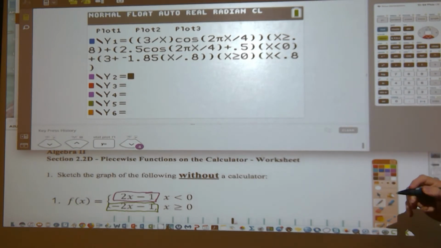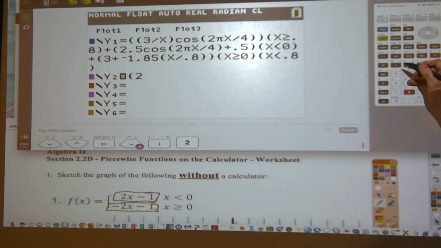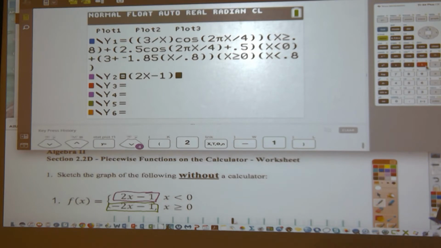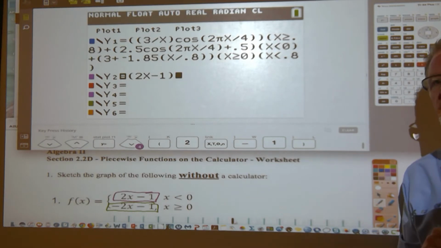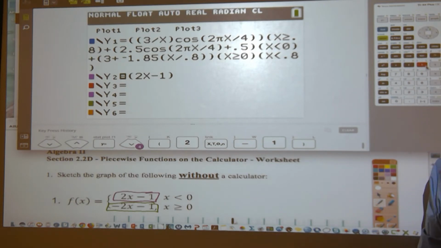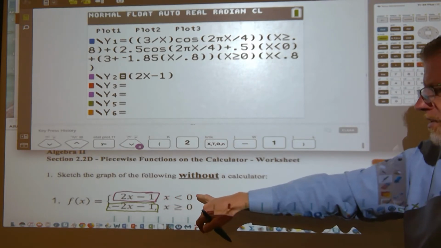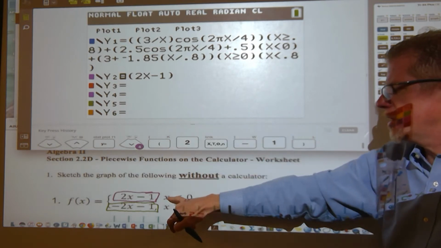I'm going to put 2x minus 1 in parentheses. So just to kind of grip it together, the first rule, 2x minus 1, put that in parentheses. And now here's this super fancy secret keystroke for putting in the domain. This is going to be only true for x is less than 0.